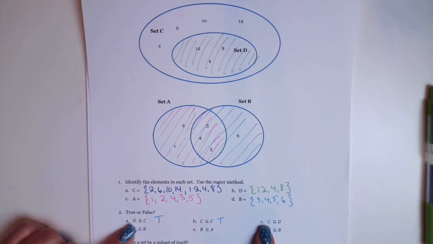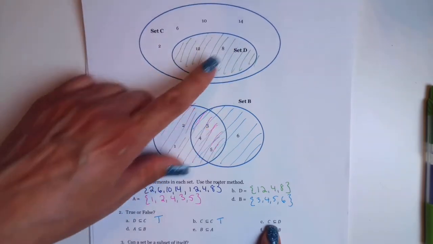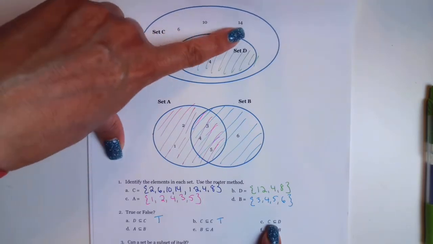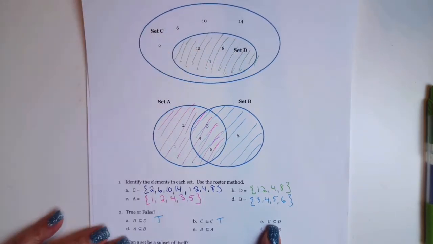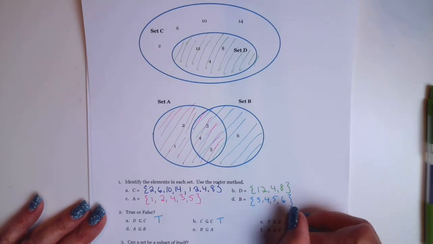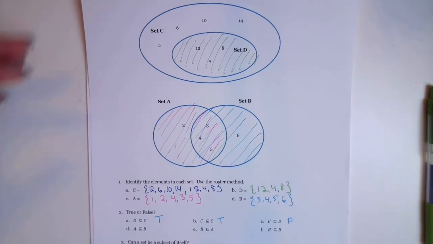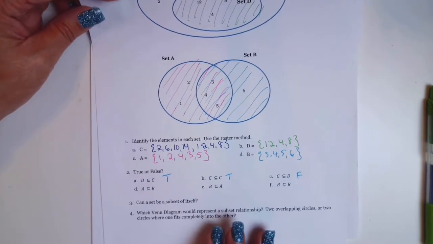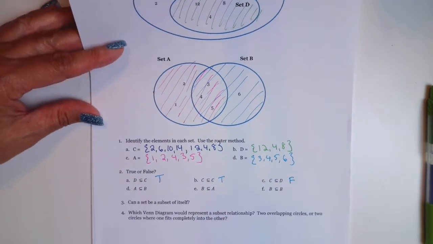Next, we've switched around. So now it's asking if set C is a subset of set D. Again, remember that every element in set C has to be in set D in order for this to be true. Well, set C is the bigger one, and there's 2, 6, 10, and 14, those elements outside of set D. So this is not true. So that is false. So you've got to be careful which way they are.